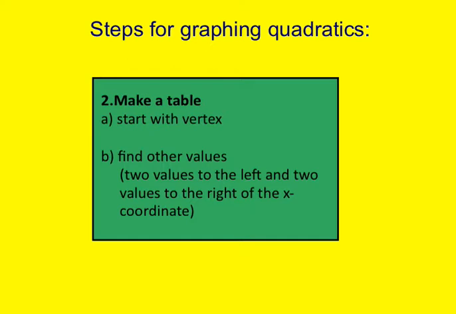You're going to start with the vertex. The vertex is going to go in the center of your chart, and that's going to make more sense in a second. Then you're going to find the other values: you put 2 on the left and 2 on the right side of the x-coordinate. That will make more sense once we actually start taking a look at this.